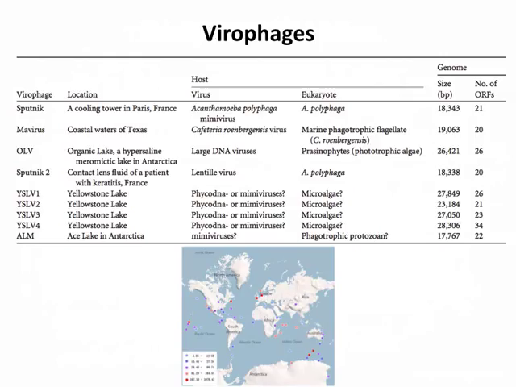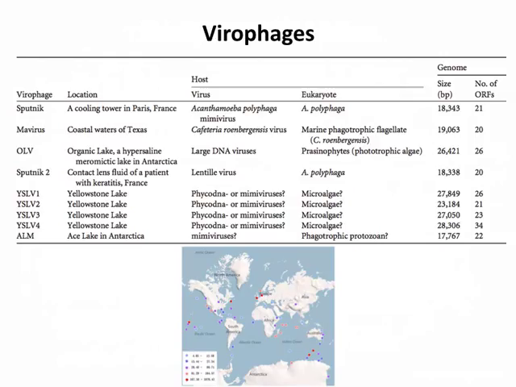This has a big genome, 18,000 base pairs, and encodes at least 21 different proteins. And then there's a bunch of other quite interesting ones here. They're all from large DNA viruses. Cafeteria roenbergensis is a very large virus. This one was found off the coast of Texas. As you can see, it's quite big. They're all big genomes and encode a lot of proteins.